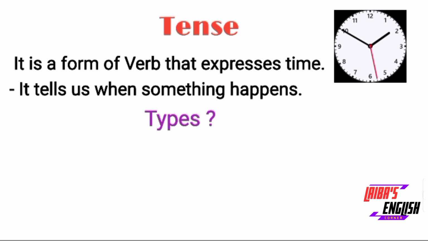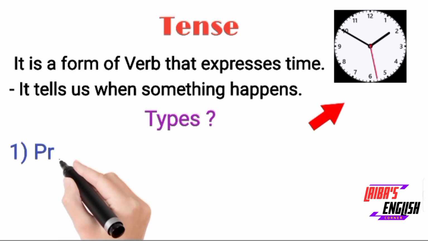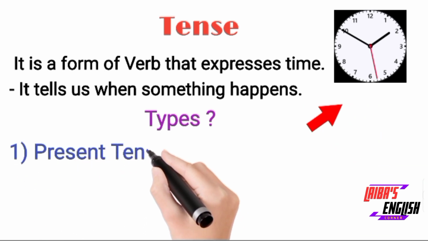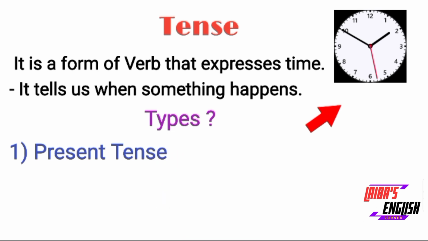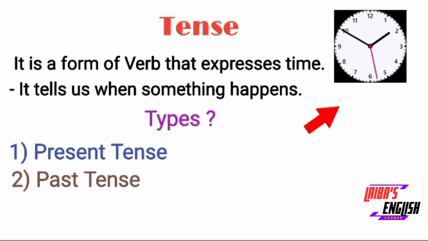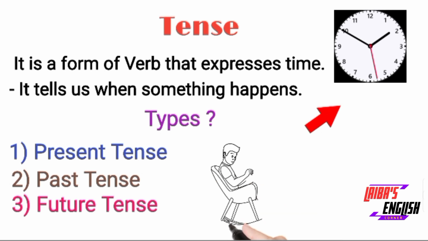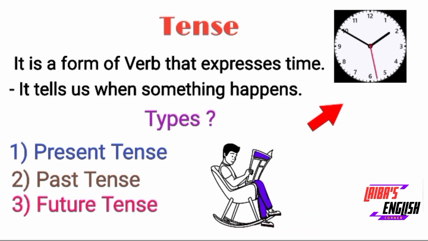Now we will discuss what the different types of tenses are. As we have seen before, tense expresses time. So according to time, there are three forms of tense. The first is present tense, the thing which is happening now. Second type of tense is past tense. Past refers to the thing that already happened. Third type of the tense is future tense. It shows us that the thing will happen in future.